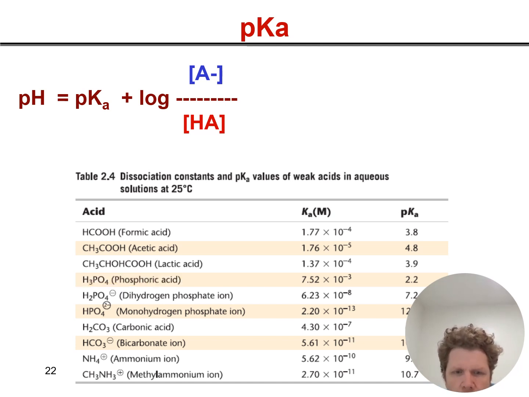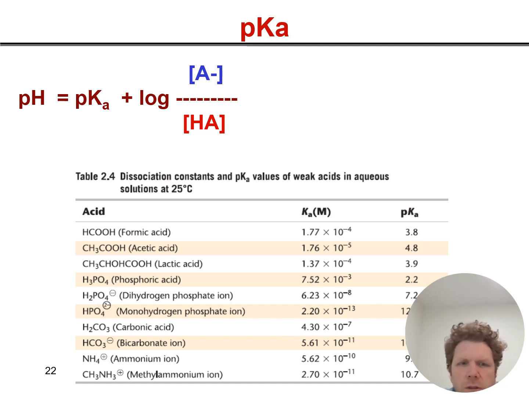Now, with that in mind, this is so important because when we talk about proteins and amino acids, we're looking at, well, which form of that amino acid is present? Is it the doubly protonated? Is it singly protonated? The non-protonated? Which form of that acid is present?